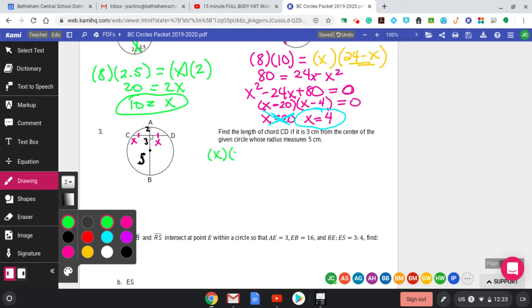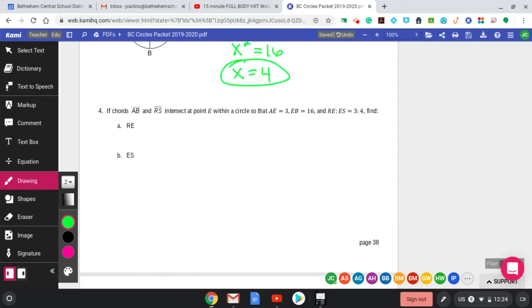Part times its other part is equal to, now go to the diameter, part of the diameter 2 times the other part, 3 and 5, which make 8. So you get x squared equals 16. X equals plus or minus 4, but I don't need the negative 4. I just need positive 4. Okay, so again, part times part equals part times part.